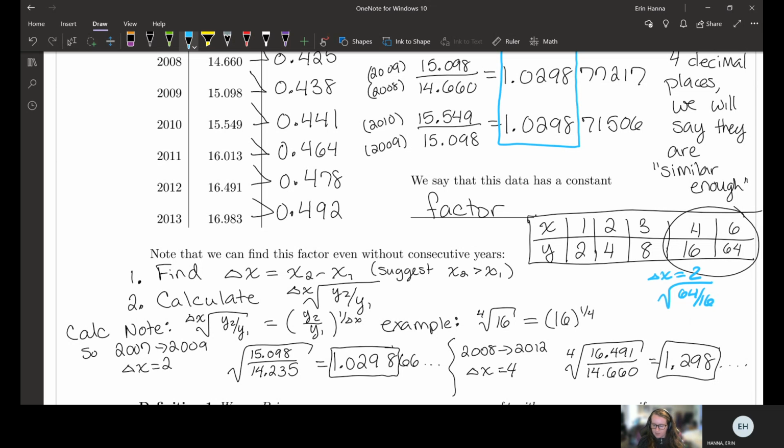Well, 64 divided by 16 is 4, and the square root of 4 is 2. So we still do have that factor of 2, so we would know that that data set is an exponential function with a factor of 2.